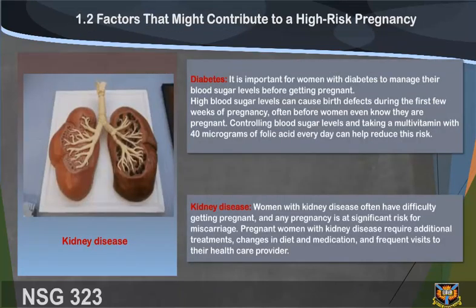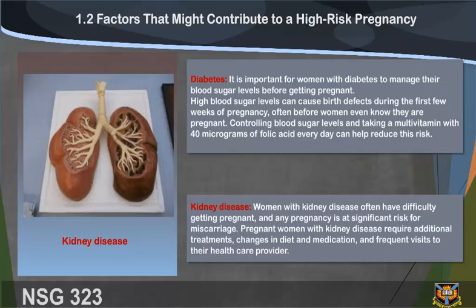Diabetes. It is important for women with diabetes to manage their blood sugar levels before getting pregnant. High blood sugar levels can cause birth defects during the first few weeks of pregnancy, often before women even know they are pregnant. Controlling blood sugar levels and taking a multivitamin with 40 micrograms of folic acid every day can help reduce this risk.